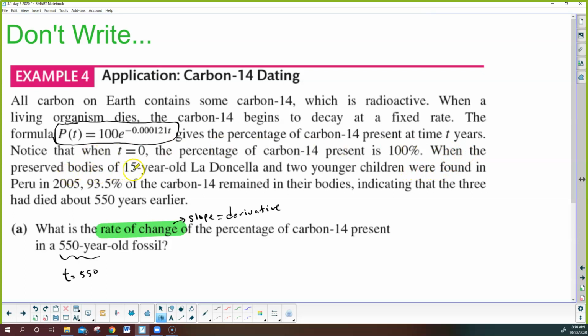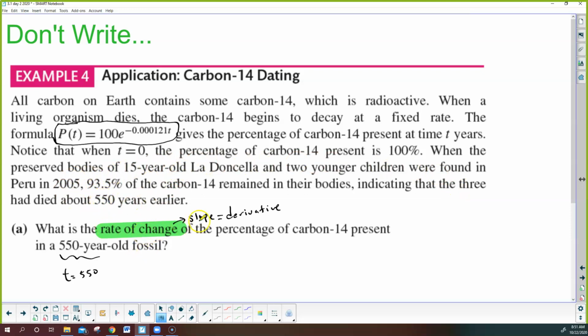When the preserved body of a 15-year-old La Doncella and 2 of her children were found in Peru in 2005, they had 93.5% of the carbon-14 remaining in their bodies. Indicates that the 3 died about 550 years ago. Now, all of that you really don't need. It's kind of cool facts.